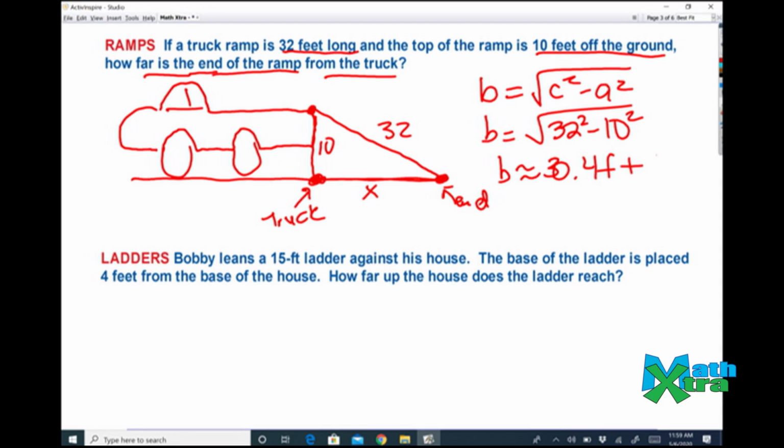Okay, ladders. Bobby leans a 15-foot ladder against his house. The base of the ladder is placed 4 feet from the base of the house. How far up the house does the ladder reach?